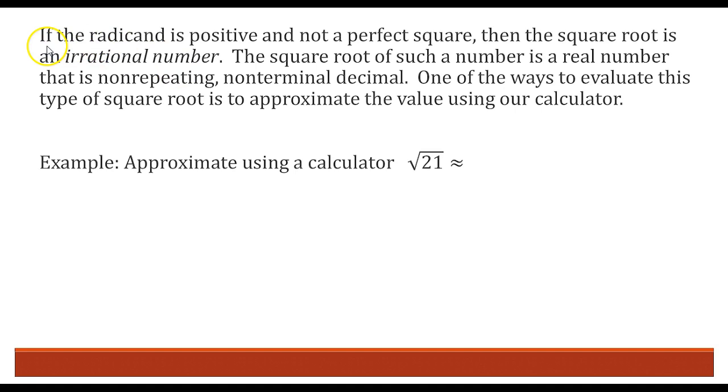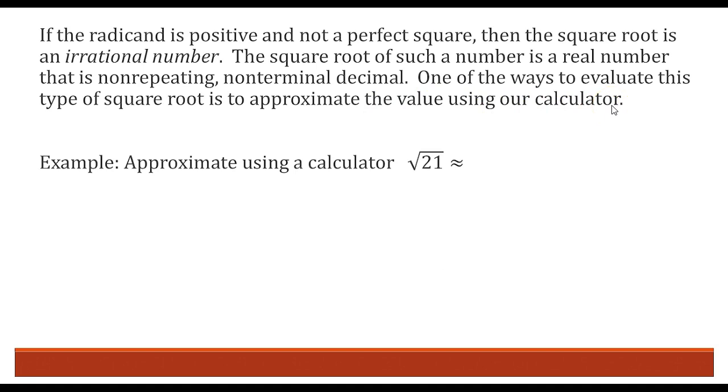Now, in that last example, we had a radicand that was positive and not a perfect square. So what happened was the square root was actually an irrational number. The square root of such a number is a real number, but it is non-repeating and non-terminating as a decimal. So it just keeps going on and on forever, and it doesn't repeat or have any pattern to it. One of the ways to evaluate this type of square root is to approximate it using our calculator.